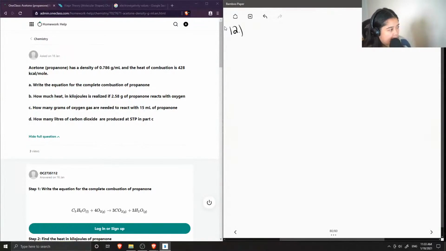B, how much heat in kilojoules is released if 2.58 grams of propanone reacts with oxygen. C, how many grams of oxygen gas are needed to react with 15 milliliters of propanone. And D, how many liters of carbon dioxide are produced at standard temperature and pressure in part C.